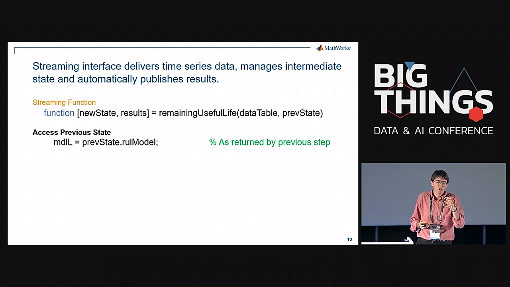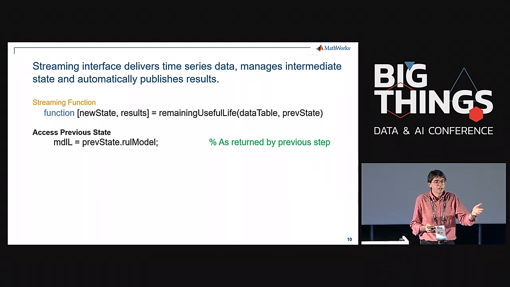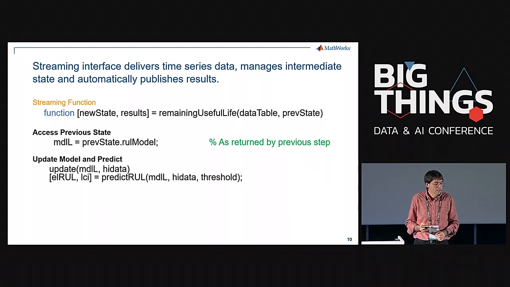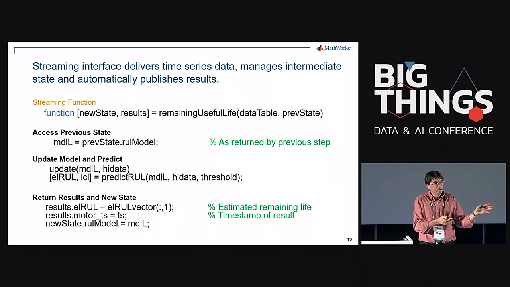And I've condensed it a little bit to show you the three-part structure that's common to all these streaming functions. First, you can see us here retrieving the state from the previous iteration of the previous data window. Now once we retrieve the model, we update it and use the updated model and the input data to calculate the remaining useful life of this motor. And then we take those calculations and the timestamp, put them into the result structure, and save the updated state of the model and return all that.